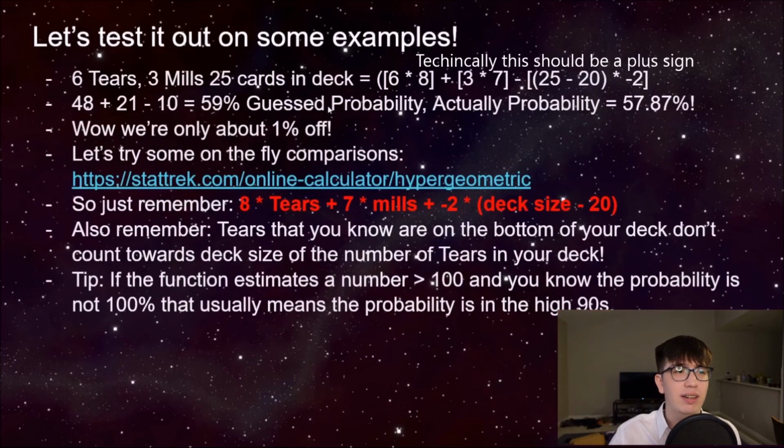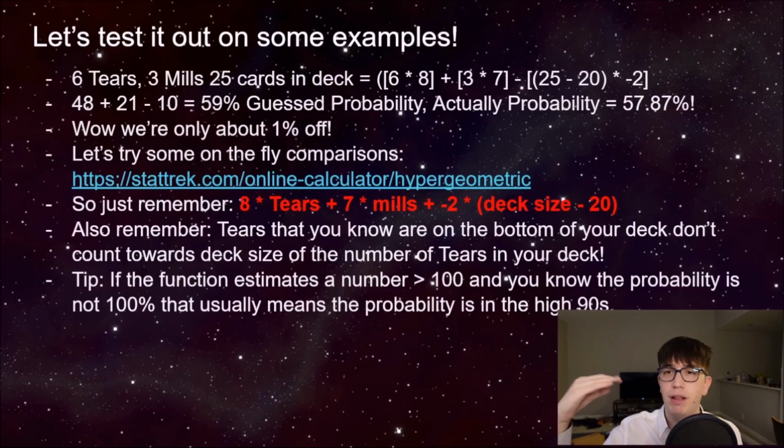We had 6 tiers in our deck. We had 3 mills, and we have 25 cards in the deck. That's our Happiness milling 3 cards. Well, we take 6 and multiply it by 8, the number of tiers times 8. That's 48. The number of mills times 7, so 3 times 7 is 21. And then the number of cards in our deck minus 20, so 25 minus 20 is 5, times -2 is -10. So we say 48 plus 21 minus 10.